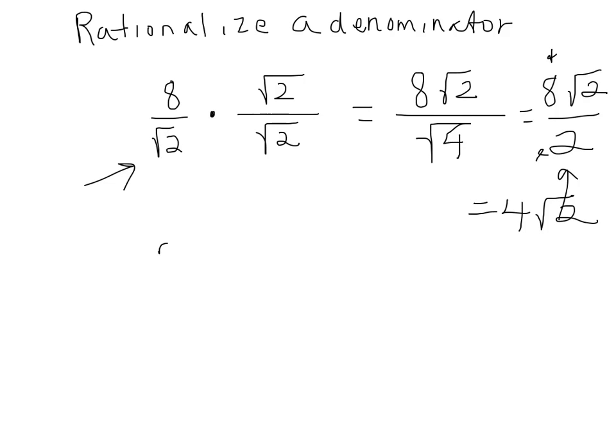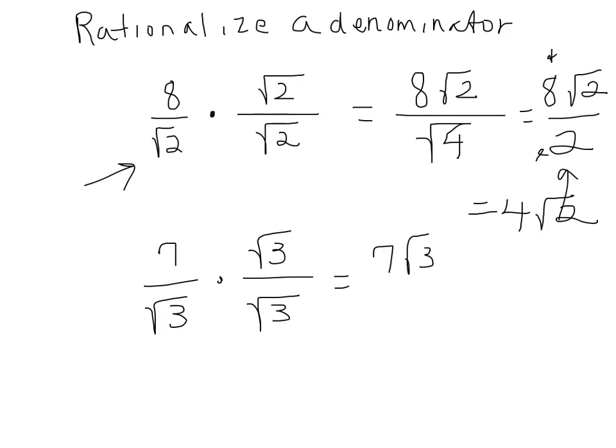Okay, 7 over square root of 3. All right, I multiply it times itself as a form of 1. That means that square root of 3 over square root of 3 is just equal to 1. And this is 7 square root of 3 over 3. Okay, go back over these and make sure you completely understand them. Write question marks next to anything you don't, and be prepared then to ask questions in class. See you then.